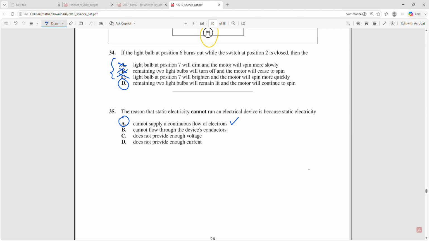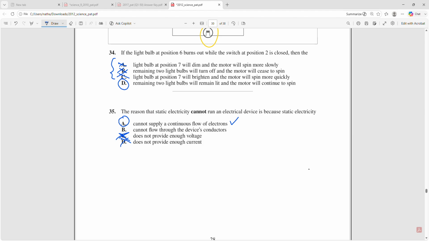So all these other answers don't really make sense about not providing enough current. In fact, lightning is this form of a discharge from static electricity, and it has massive currents, but it's just momentary. That's the only problem. Does not provide enough voltage. Again, same thing. You could think about lightning, and there's plenty of potential there, but it just is temporary.